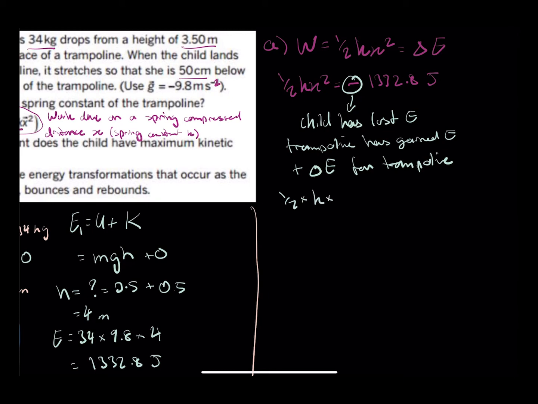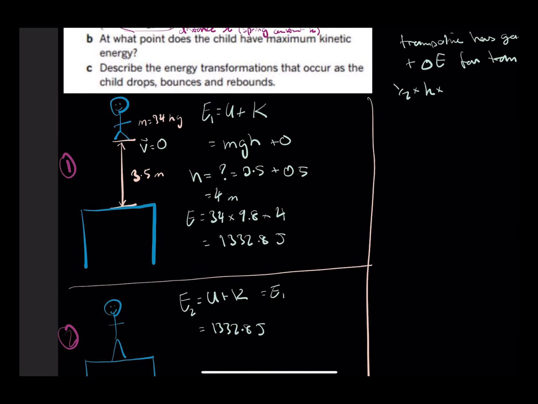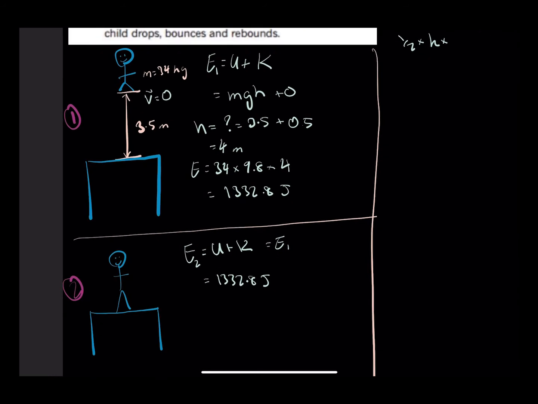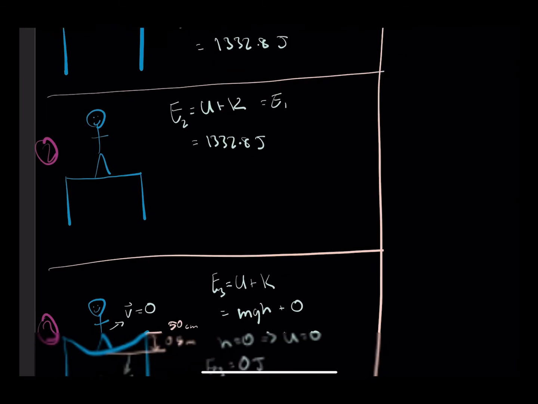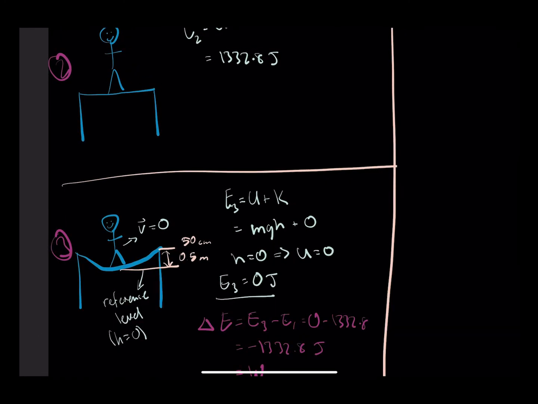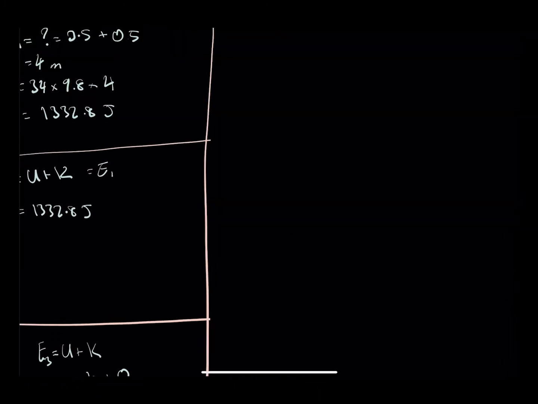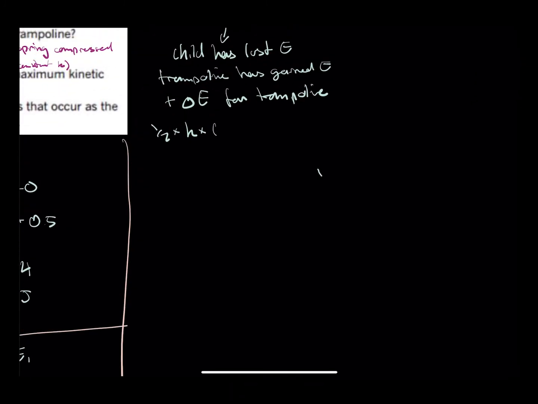Now, how far has the spring been stretched? The spring has not been stretched 4 meters. It's not being stretched all the way down this thing. It's not stretched here at time 2, but it is stretched at time 3. And the distance it's been stretched is this 0.5 meters here. And so our x in this case is going to be 0.5. So this will be a half times K times 0.5 squared equals 1332.8 joules. So that is K times 0.125 is 1332.8.